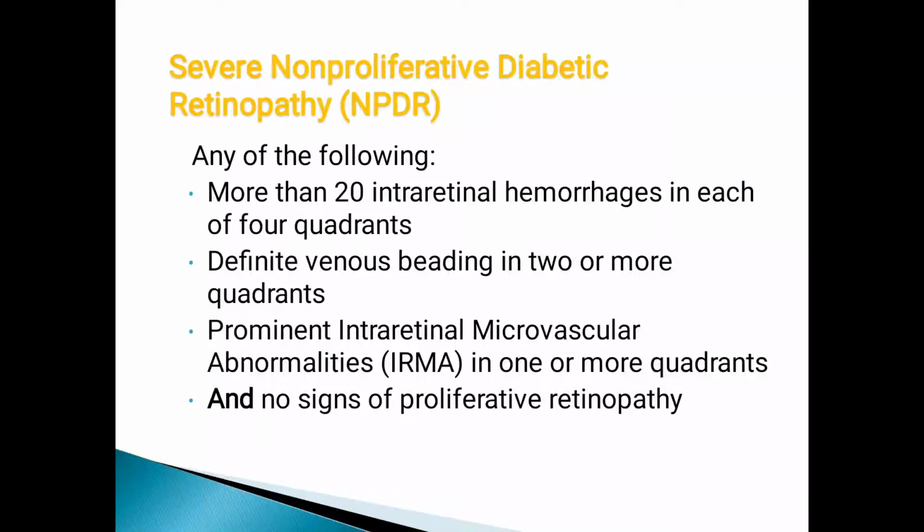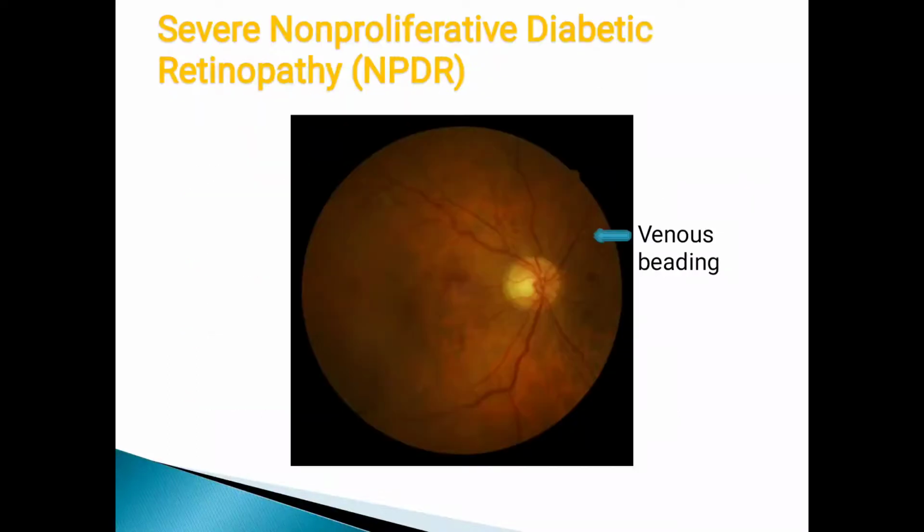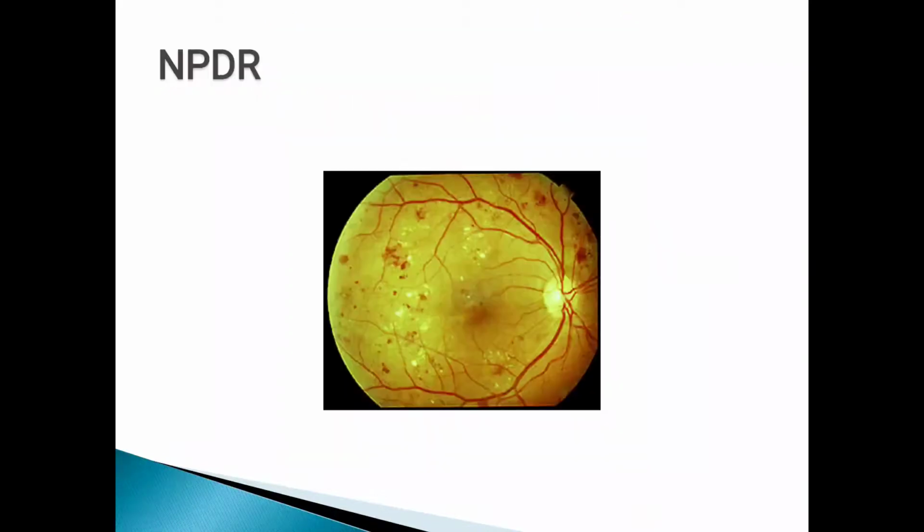IRMAs are nothing but the shunt between arterioles and venules, which we have seen in the slide of pathology. So prominent IRMAs in 1 or more quadrants is considered to be severe NPDR, and no signs of proliferative retinopathy. You can see that there is venous beading in this slide, so we can deem it as severe NPDR.